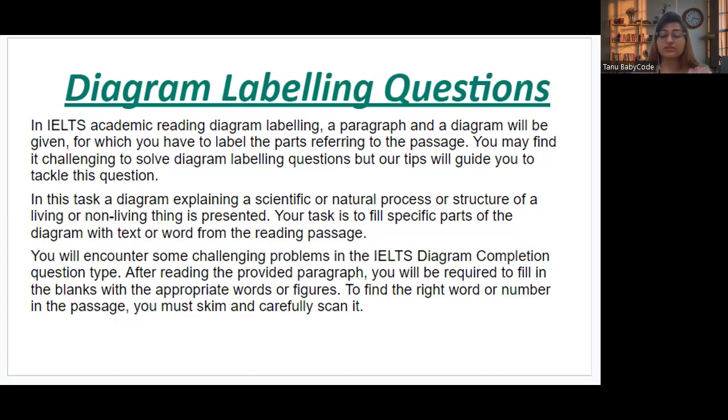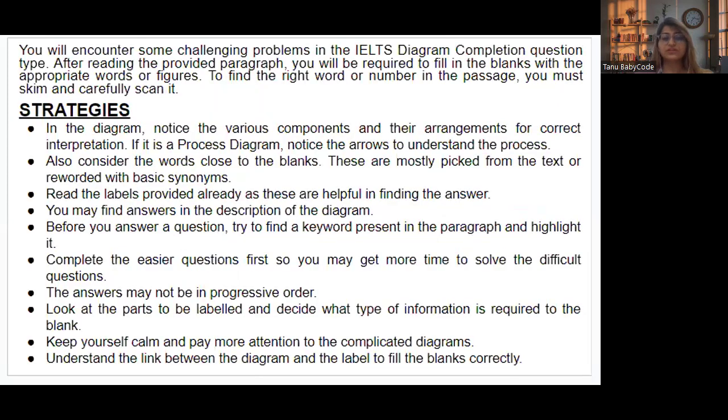So your task is that you have to fill the specific parts of the diagram with the text or word from the reading passage. You will also encounter some of the challenging problems, but I will help you that how you can find out the appropriate words or figure, right? To find the right word and number in the passage, please skim and carefully scan it. So let's see some of the strategies.